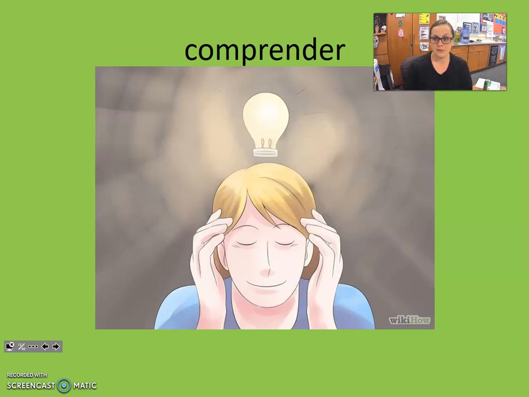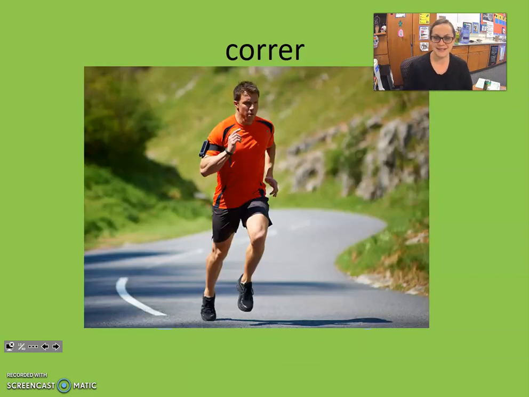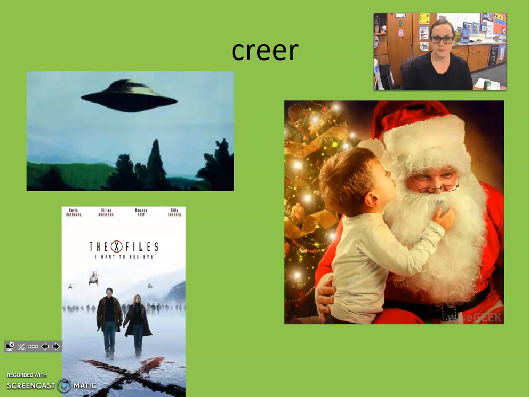Comprender means to understand. Yo comprendo. I understand. ¿Comprendes? Do you understand? Correr means to run. Creer. Can you tell what this one means? With my X-Files reference and my UFO and Santa Claus. Creer means to believe.